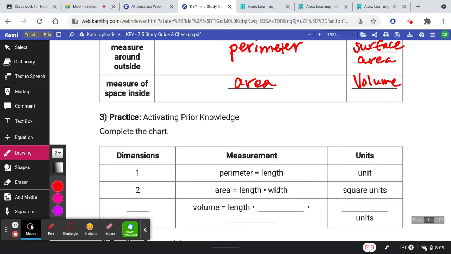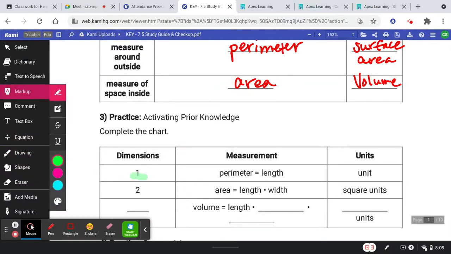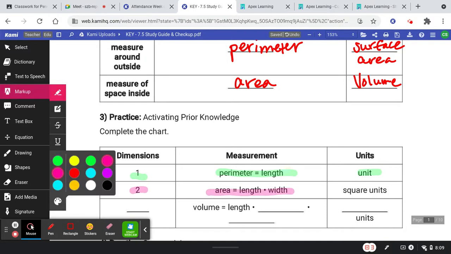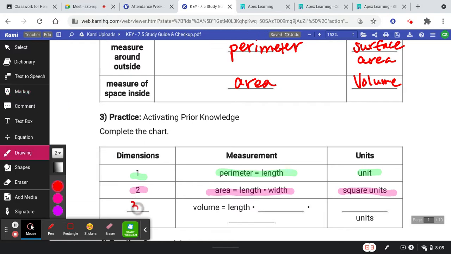Okay, so in a one-dimensional figure, the perimeter is the length, and we give that answer in units. In two-dimensional figures, the area is length times width, that's our measurement, and we give that as square units. So finally, we're to the ultimate level in 3 dimensions today. And so it's going to be length times width times the third dimension, height. And this is going to be in cubic units. So this is just units, this is units squared, and this is cubic units, units to the power of 3.